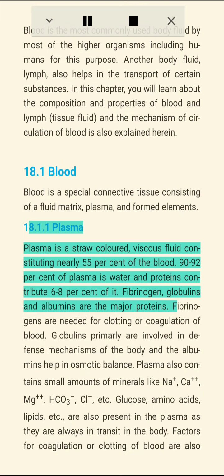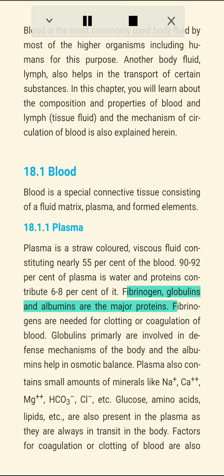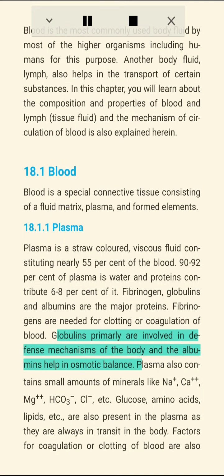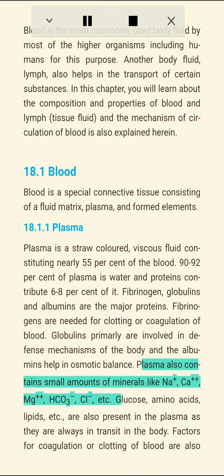18.1.1 Plasma is a straw-colored, viscous fluid constituting nearly 55% of the blood. 90 to 92% of plasma is water and proteins contribute 6 to 8% of it. Fibrinogen, globulins and albumins are the major proteins. Fibrinogens are needed for clotting or coagulation of blood. Globulins primarily are involved in defense mechanisms of the body, and the albumins help in osmotic balance.